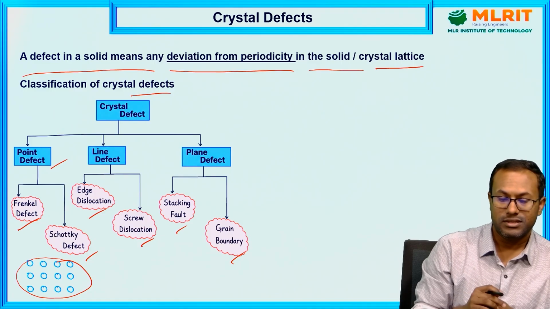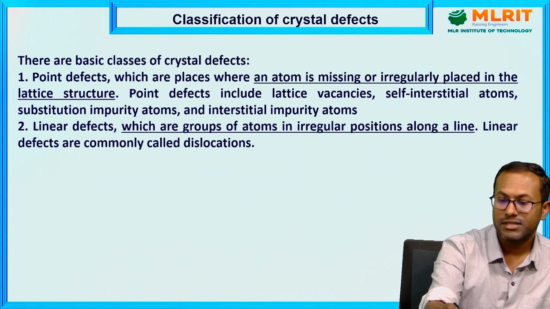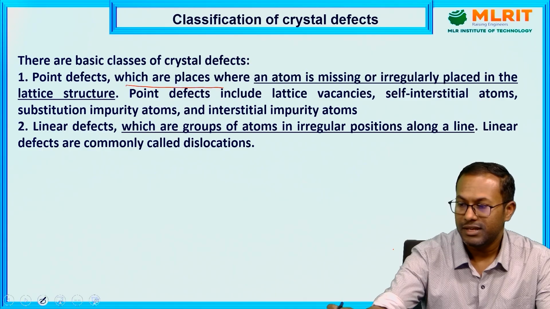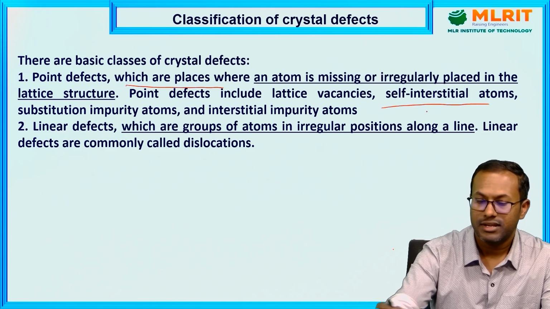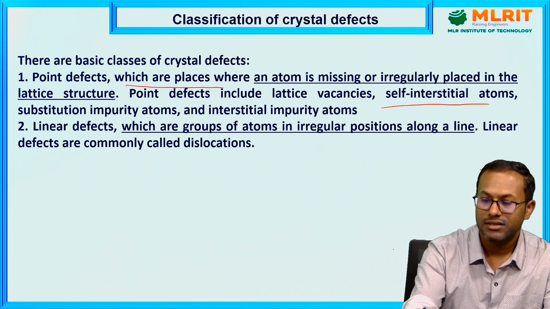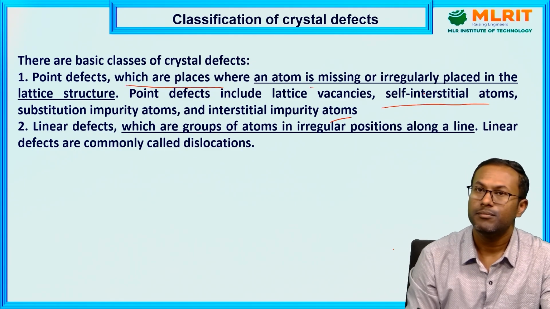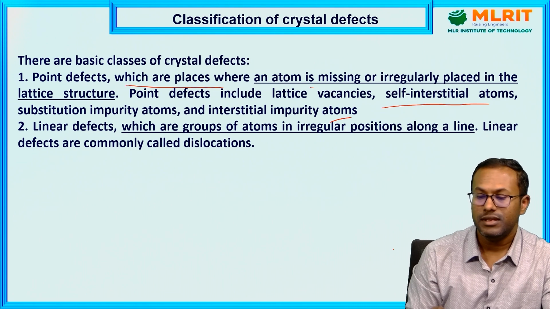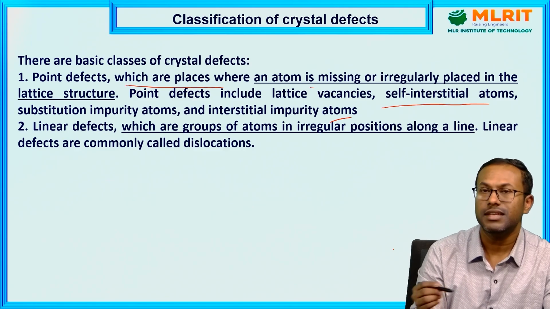Now this has two parts, one is Frenkel defect, another is Schottky defect. Point defects are places where an atom is missing or irregularly misplaced in the lattice structure. Point defects include lattice vacancies, self-interstitial atoms, substitution of impurity atoms and interstitial impurity atoms. The main point is that an atom is missing or misplaced in the lattice structure, which breaks the periodicity. It happens at a particular point, that's why it is a point defect.